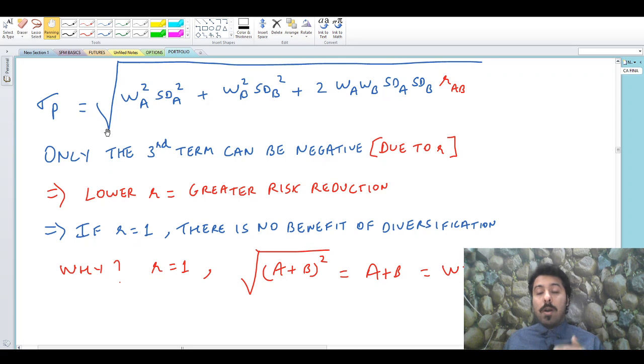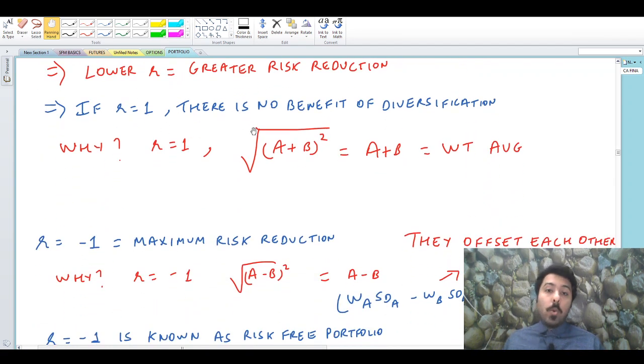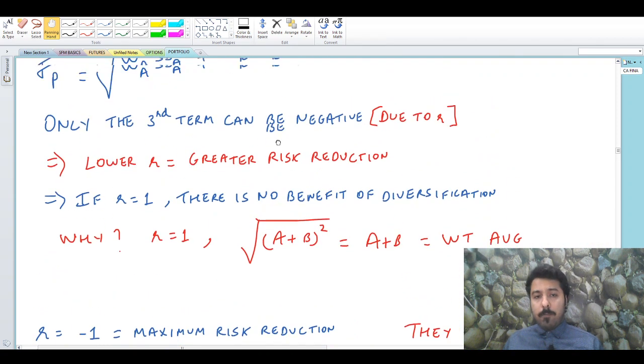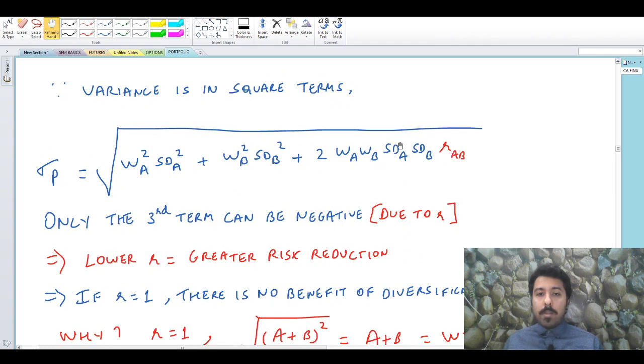This is how a lower R leads to a greater risk reduction, since it decreases our sum total and hence standard deviation falls. Okay. If R is equal to 1, for example, then there is no benefit of diversification. Why? If R is equal to 1, then what are we left with? We aren't left with anything, this term disappears.